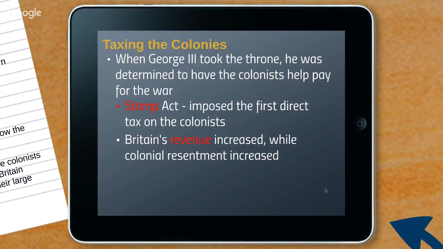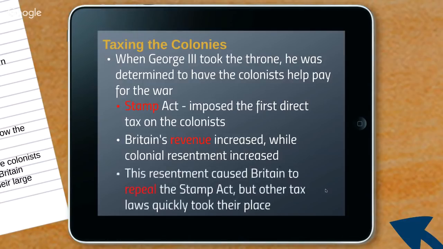However, colonial resentment also increased, obviously, because they're paying a tax that the rest of Great Britain is not responsible for paying. So even though Britain is making more money, the colonists are becoming upset. And this goes back to what I was saying about Britain viewing the colonies as a way to make money, to benefit financially. This resentment caused Britain to repeal the Stamp Act.